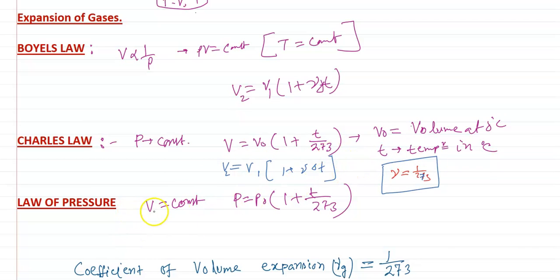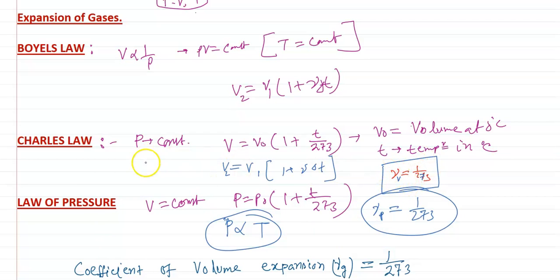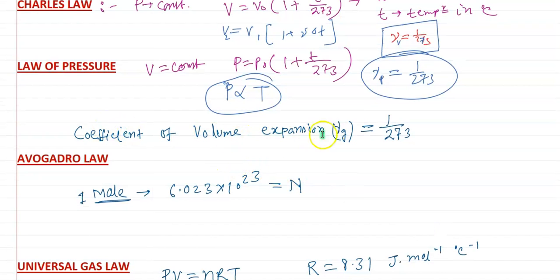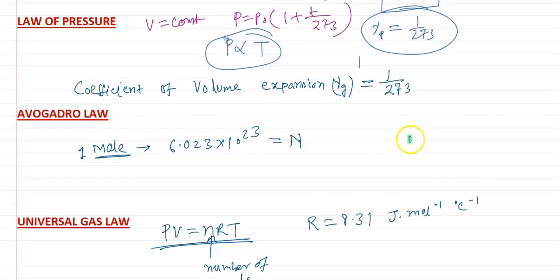In case of the law of pressure, P equals P naught into 1 plus T by 273. This is called the law of pressure. And here also in Kelvin scale, P is proportional to Kelvin temperature. Also gamma P, if I choose gamma V as the coefficient of volume expansion in Charles law, then in the law of pressure gamma P is also 1 by 273. This is the same value and constant for all gas. So the coefficient gamma always is 1 by 273 here.